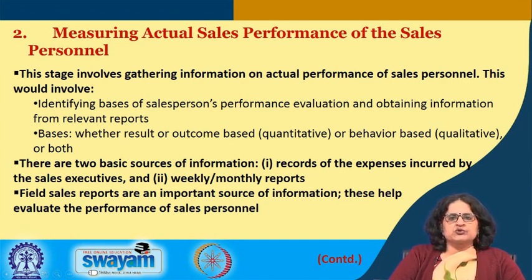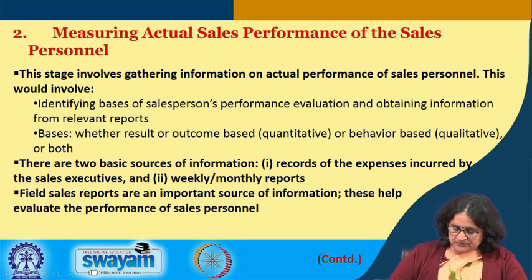And these two sources of information are, one, the records of the expenses incurred by the salespeople, the selling expense report, which is compiled by the sales force or by the sales team and individually for reimbursements. And the second is the weekly or the monthly reports, which are again generated individually or as a sales team at the branch, which is again then reported to the region and to the zone. So these field sales reports are an important source of information. They help evaluate the performance of the sales personnel.